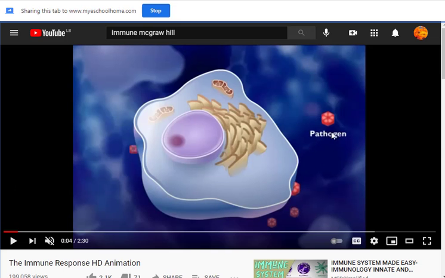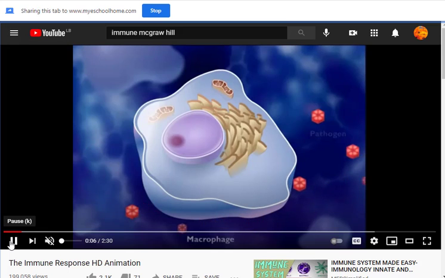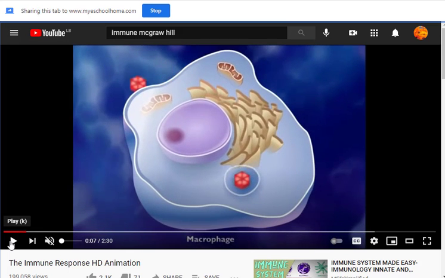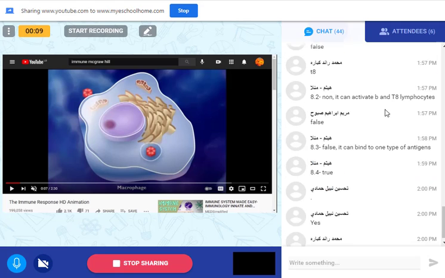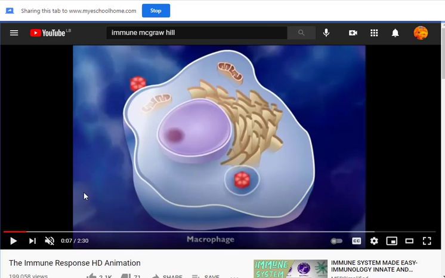Okay, this red thing is a pathogen. What do you think is the first thing that activates with a pathogen? This is what now? It's the macrophage.